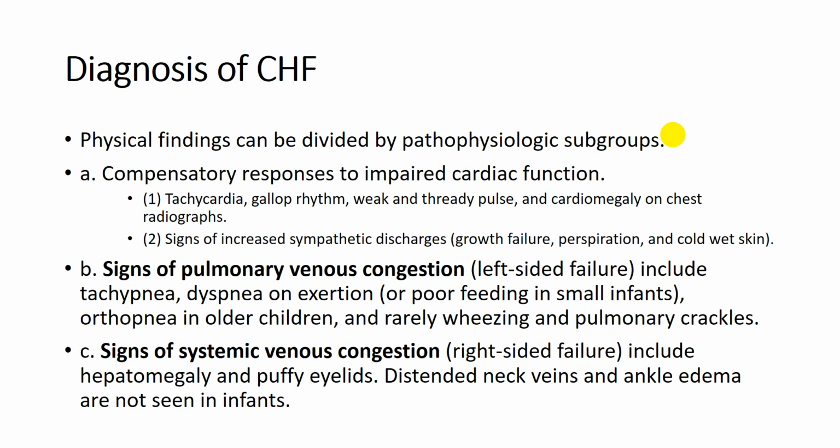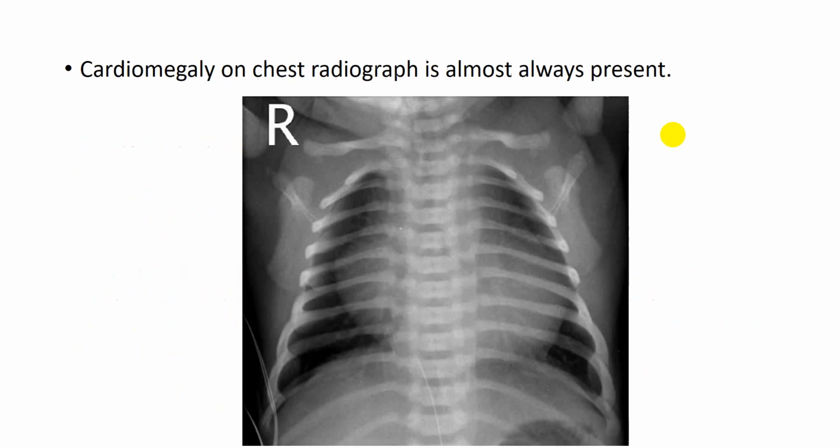So, compensatory responses, pulmonary venous congestion, left-sided failure, and systemic venous congestion, right-sided failure. By X-ray, there is cardiomegaly, and the cardiomegaly depends on the severity of the congestive heart failure and on enlargement of the cardiac chambers.